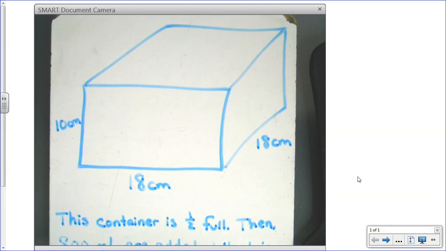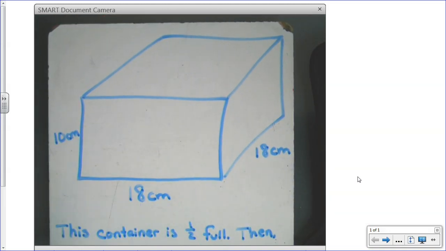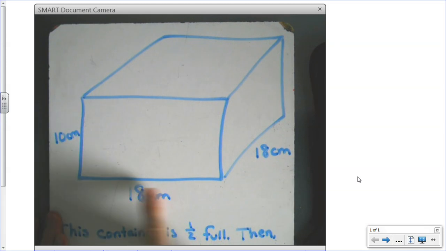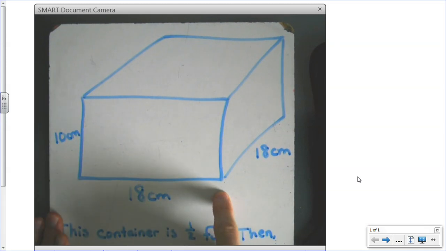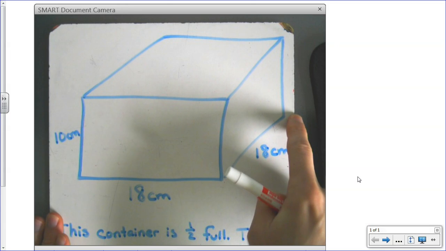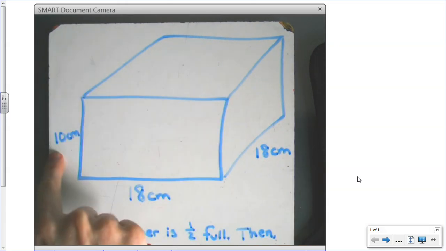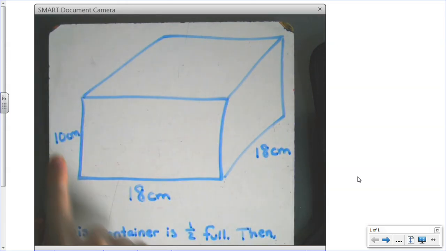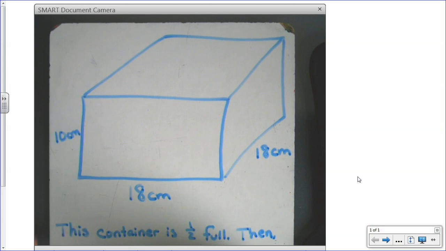So let's take that problem away, and let's take a look at this next problem. And here I have a rectangular prism, and let's just first take a look at this picture and understand what I'm dealing with. I have a rectangular prism. It's 18 centimeters long, 18 centimeters wide, and height is over here, 10 centimeters. So it's an 18 by 18 by 10.